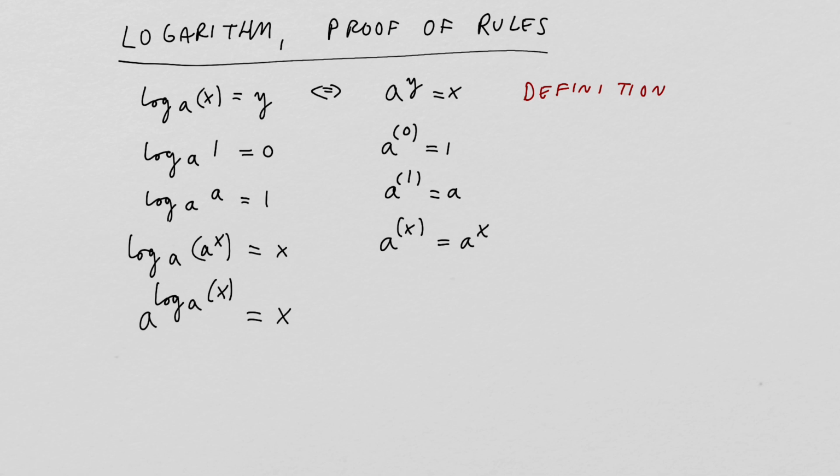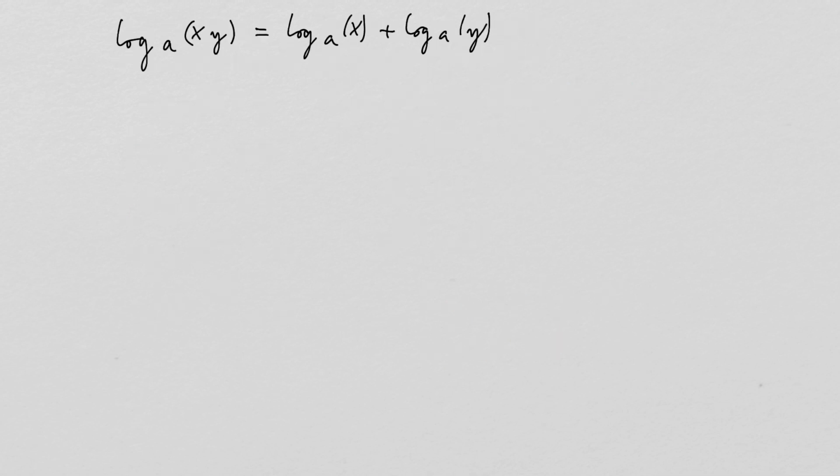Now that we know this, we can give another proof of these facts. Log a of 1 is the log a of a to power 0, which gives 0. Log a of a is the log a of a to power 1, which gives 1. How to prove this formula?